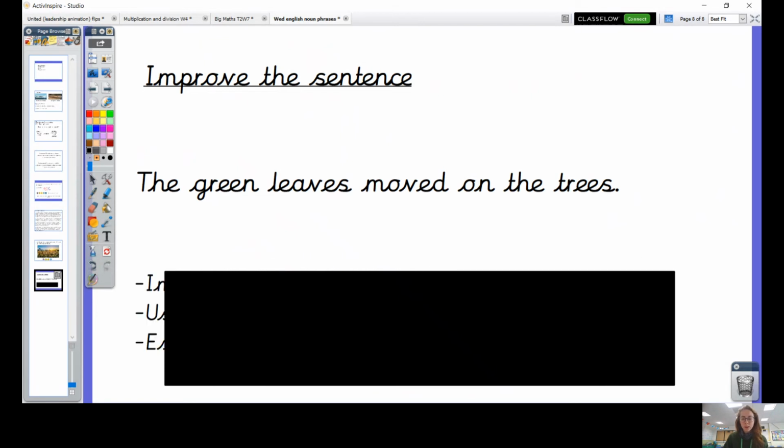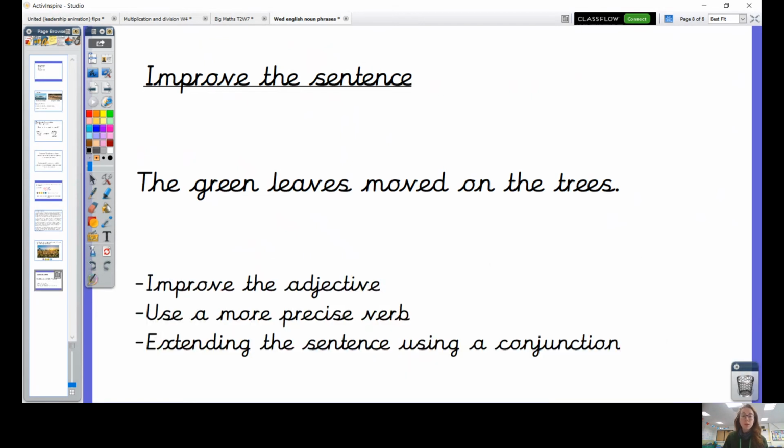Okay, so I hope you've had a little think. Some ideas for you could be to improve the adjective. You could use a more precise verb in the sentence. You could have a go at extending the sentence using a conjunction. So I'm going to leave you with that thought. In your book, can you have a go at improving that sentence there? And if you're very stuck, use my little tips here in the bullet points to help you.